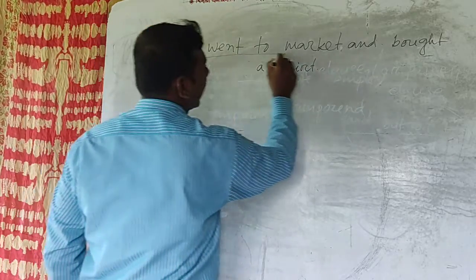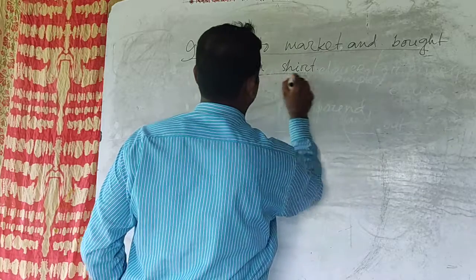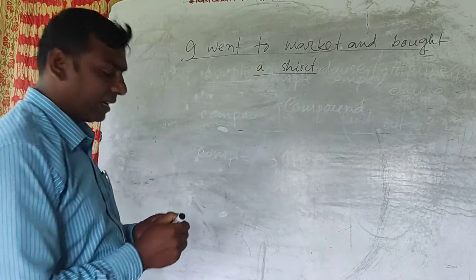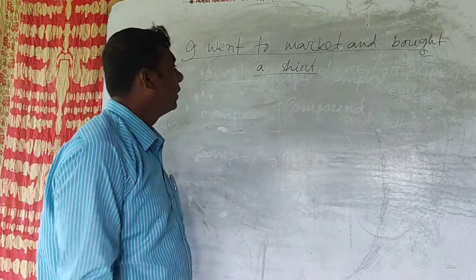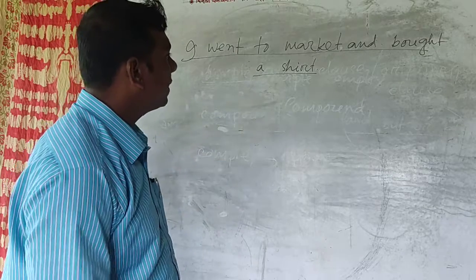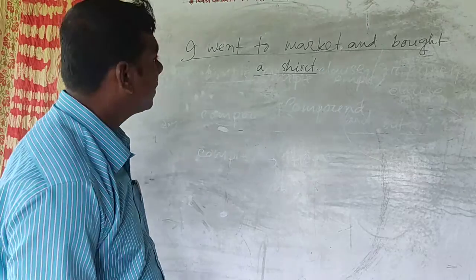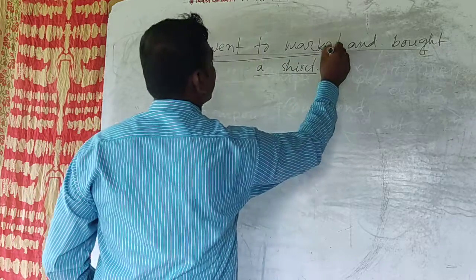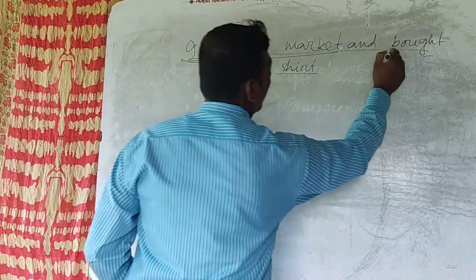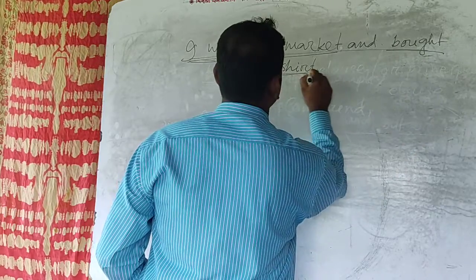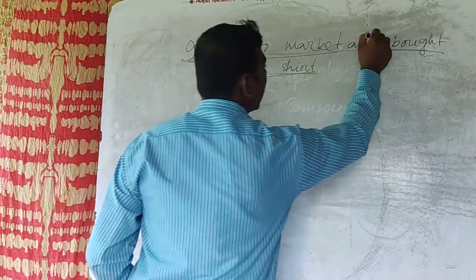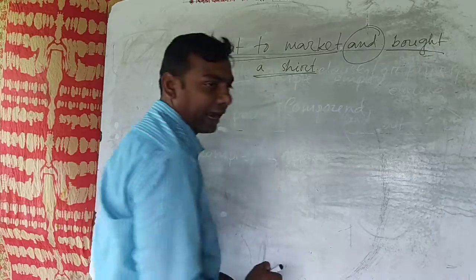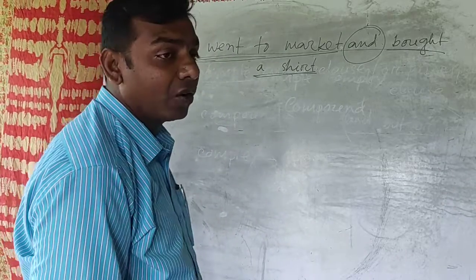I went to market and bought a shirt. Do you know this sentence is a compound sentence? Dear students, here "I went to market" is a principal clause and "bought a shirt" is a principal clause. Here two principal clauses are connected by the coordinating conjunction and. So it's called a compound sentence.